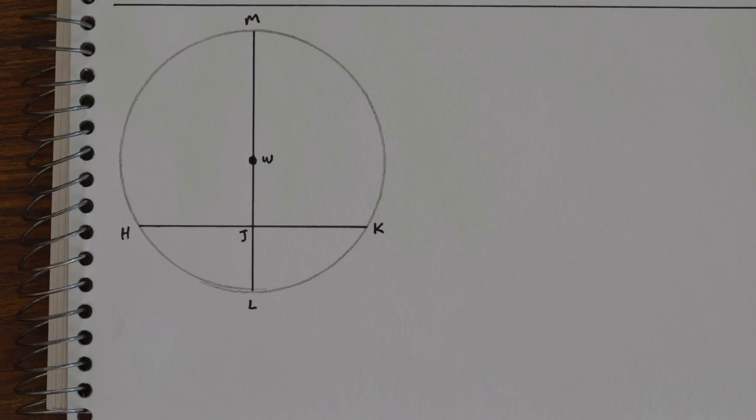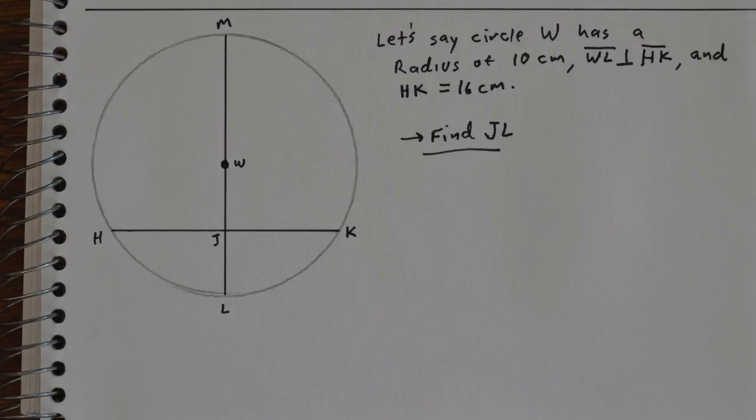First example, take a look. We've got this circle W. We have a diameter drawn in, and we have a chord. And we say, let's say circle W has a radius of 10. WL is perpendicular to HK, and HK is equal to 16. And we want to find the length of JL.